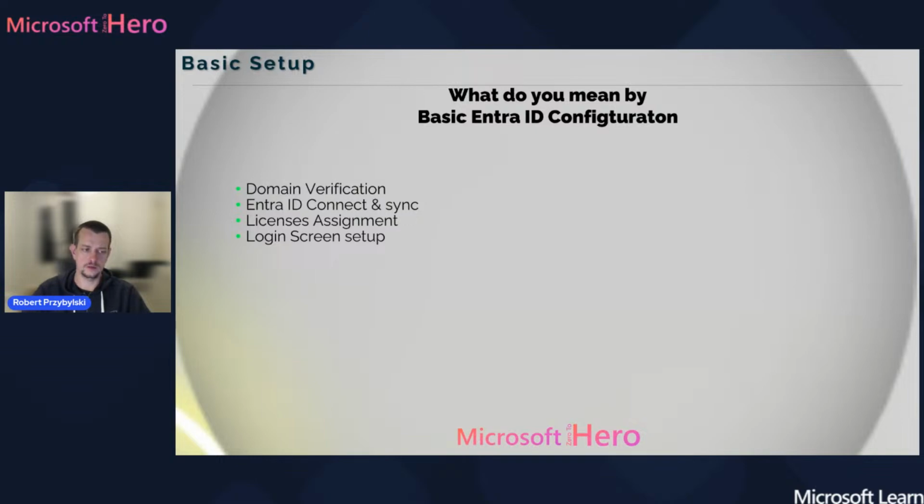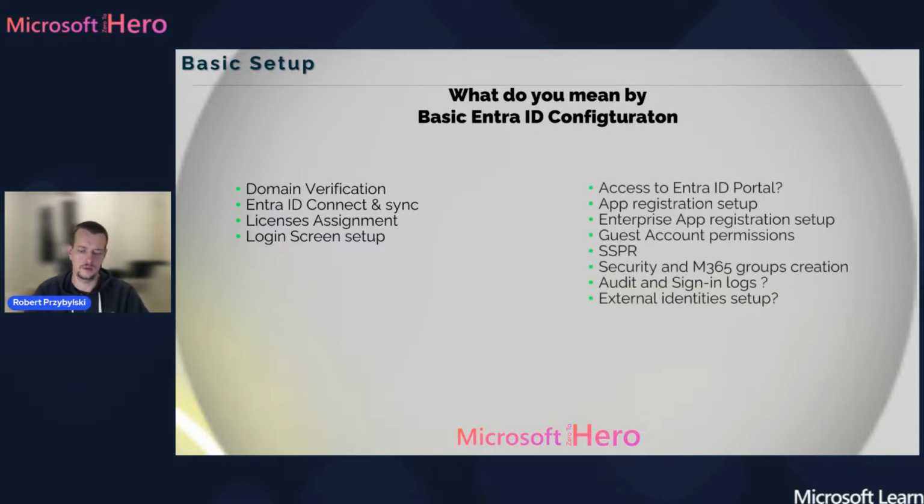But what I noticed is that people are forgetting about some other things, like access to the Entra ID portal. Do we need all of the users to be able to access the Entra ID portal, or only the people who have specific roles? There is a possibility to set it up. Then, do we need to allow everybody to register applications? Then, does anybody need SSPR?